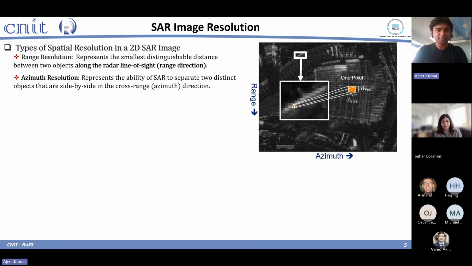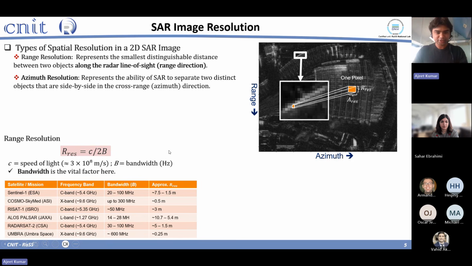So range resolution is the smallest distinguishable distance between two objects along the radar line of sight. That's in the range direction. And azimuth is in the direction of the flight. That means the satellite or the airborne SAR moves in one direction, and it is looking sideways, a side look. In the movement direction, the resolution we have is the azimuth one, and in the look direction, the resolution we have is the range one.